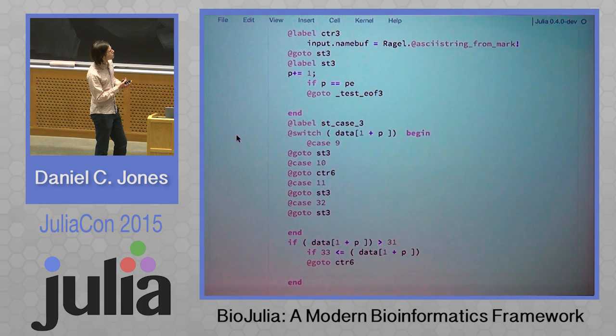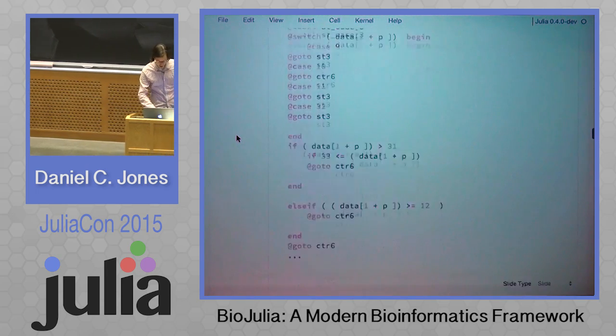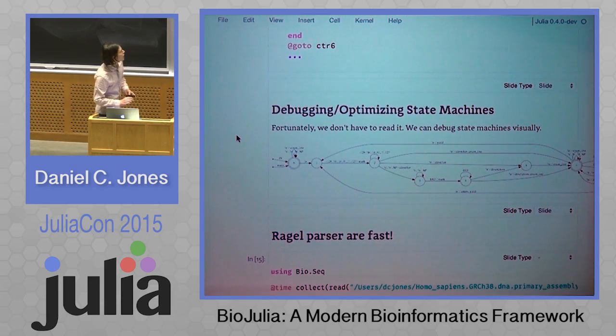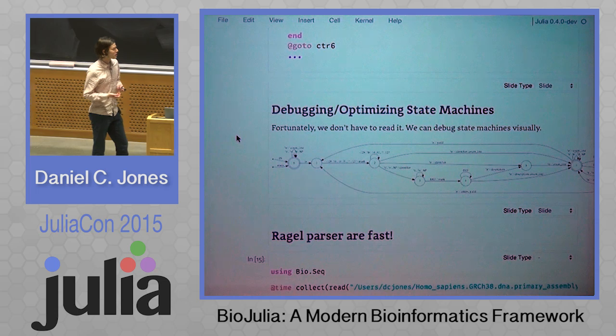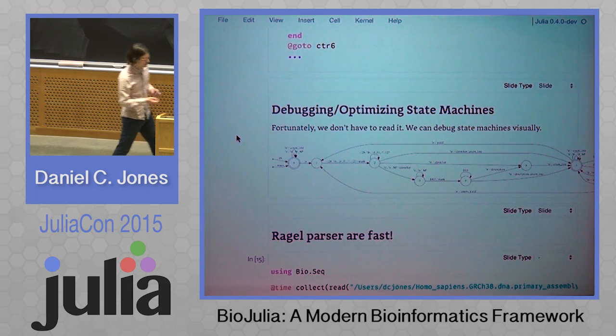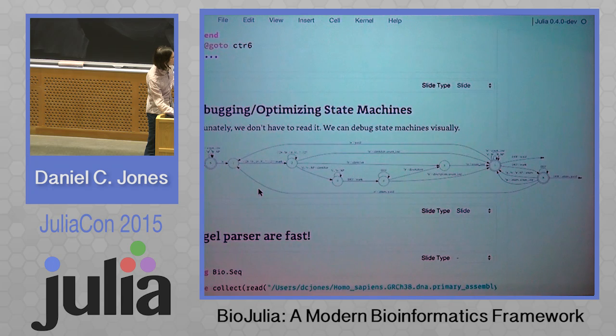So, it's hard to read this and debug anything or profile anything, but fortunately, we can get state machine diagrams out of this. As I was doing parsers, I was finding a much better way to try to optimize these is just generate the state machine diagram and see if there's any unnecessary states that we can remove. So this is quite nice. So yeah, this is the diagram for our FASTA parser.